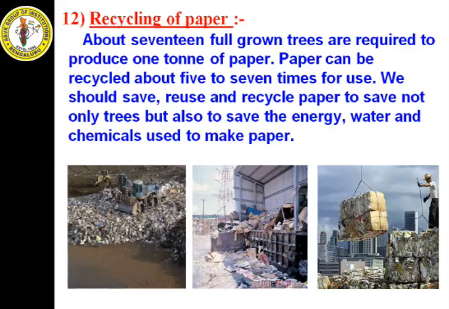So it can save not only trees, but also the energy, the chemicals, electricity, etc. Understood? This is the main reason why you need to recycle. There is a chance of recycling the paper 5 to 7 times, so when it is available, you need to utilize it. We need to recycle the paper so that we can save the trees, the electricity, the energy and the chemicals. Correct?